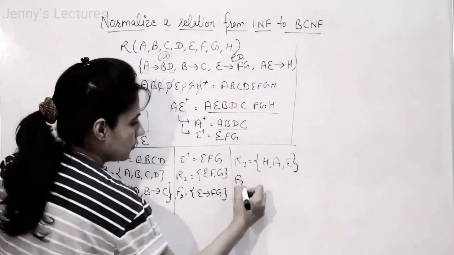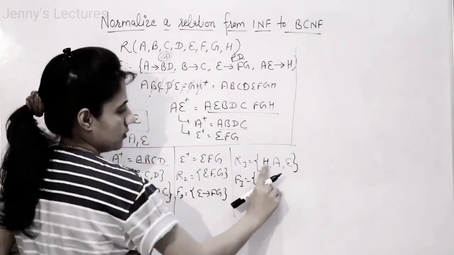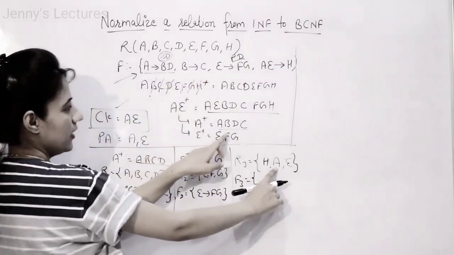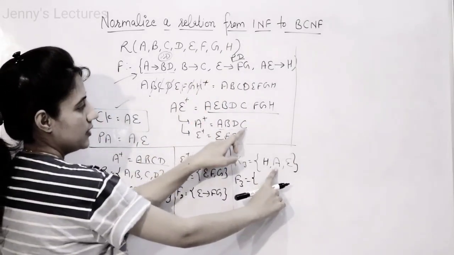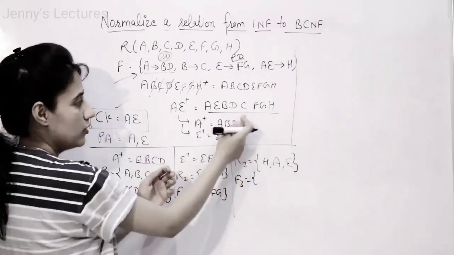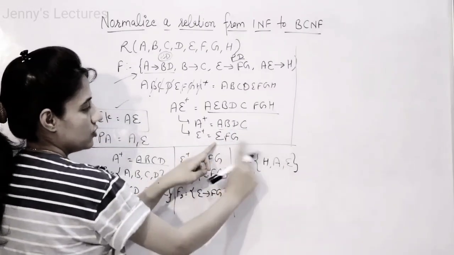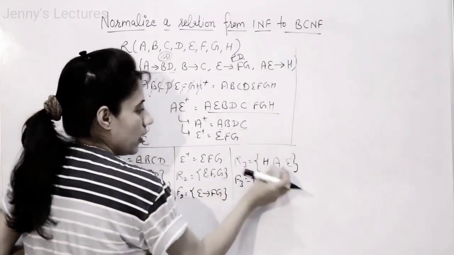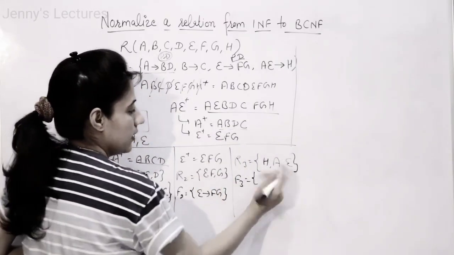Now here, the functional dependency would be: if you find the H closure, you will get only H, trivial. If you find the A closure, then you will get this one. But A to A is trivial, and B, C, D are not part of this subrelation, so we are not going to take it. The E closure would be EFG. E to E is trivial, and FG is not part of this subrelation, so we are not going to take it. So one dependency would be there here, AE.